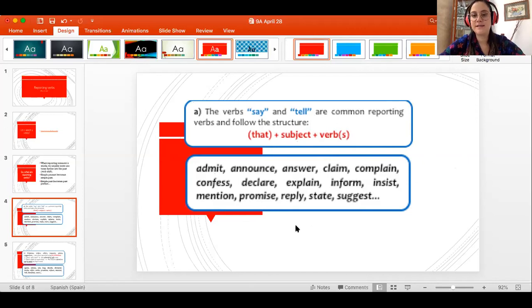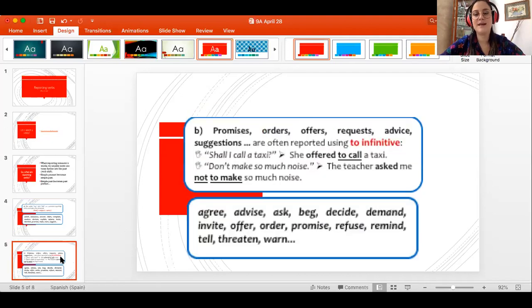How do we use them? For example, my mom complained that I hadn't helped her enough in the kitchen. I declare that she's not my friend anymore. Or maybe she suggested that we go to eat at that new restaurant. My husband mentioned that I should spend more time with him. Okay, so that's the first kind. Let's go to the next kind.